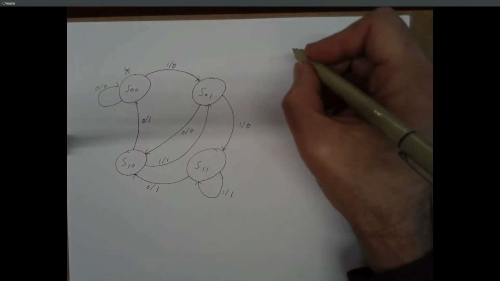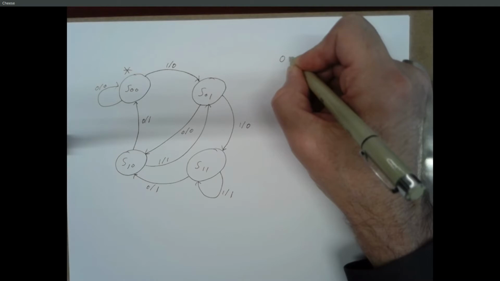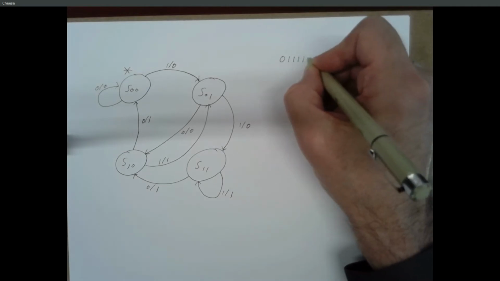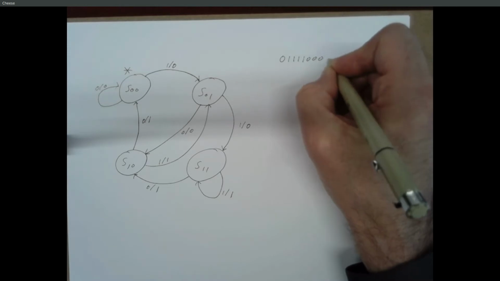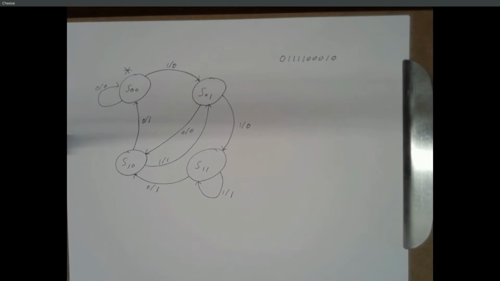Let me give you a string if you don't want to come up with your own. There's a possibly interesting string to play with. Start in S00, and you need to keep track of your state and where you are in the input. Let's see what the output is and see if you can figure out what this is doing.